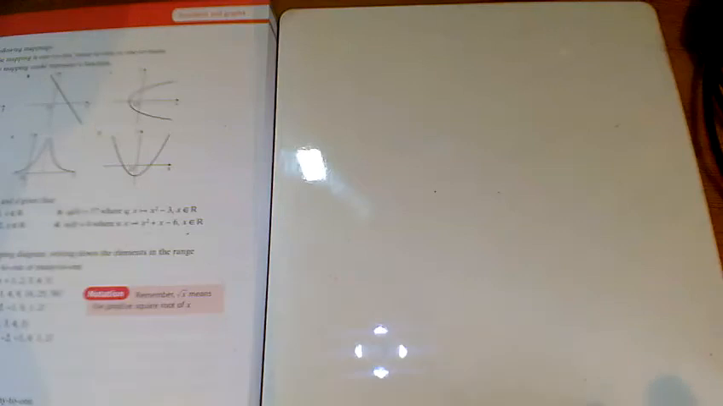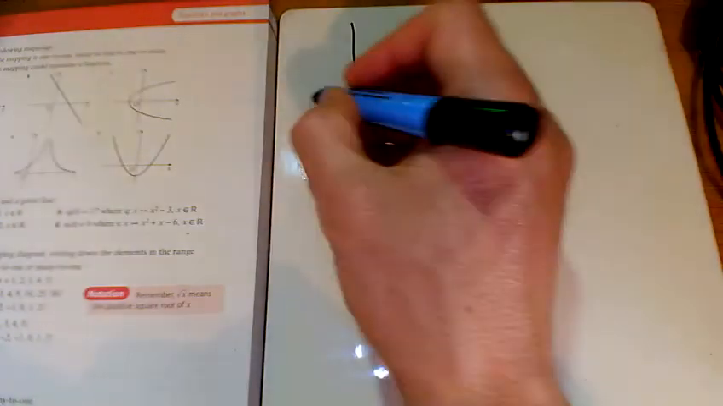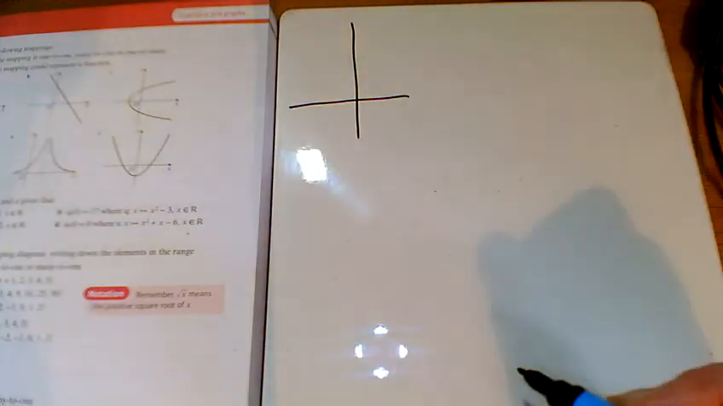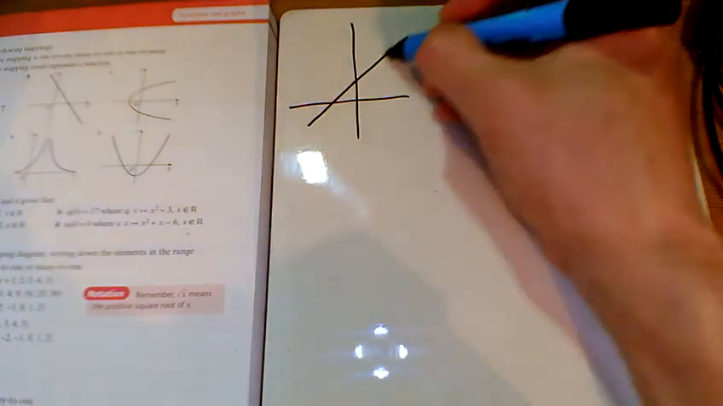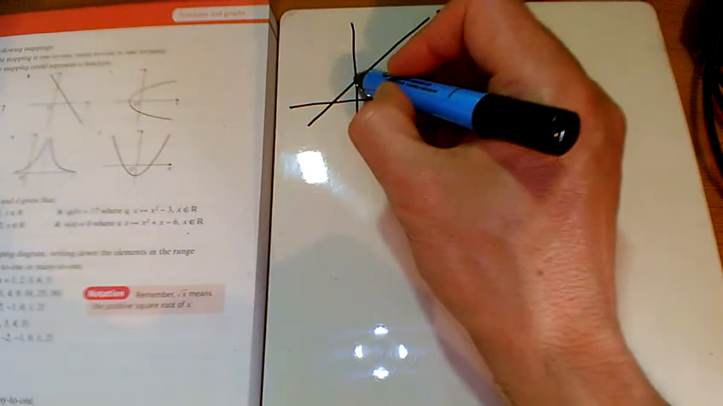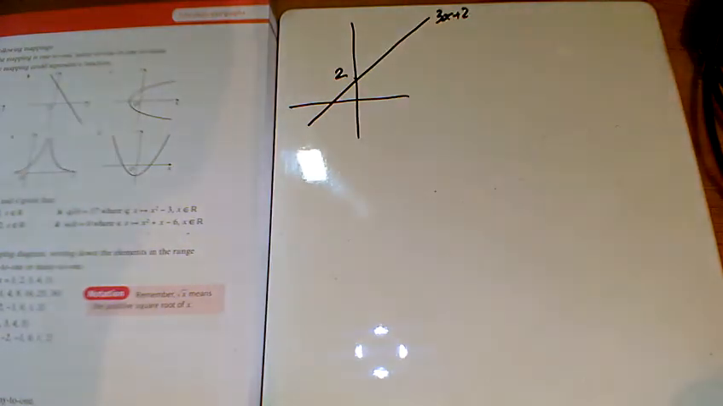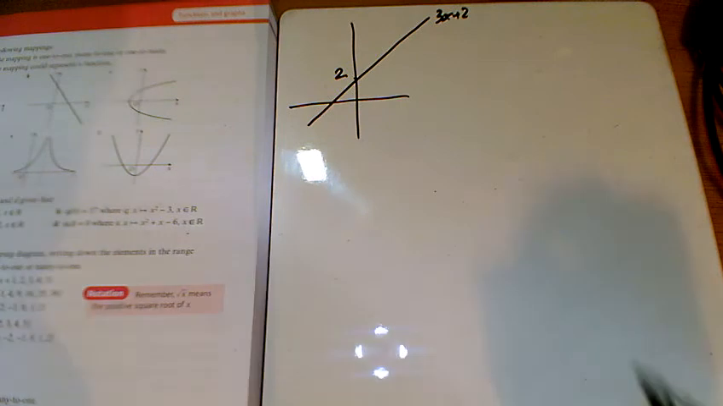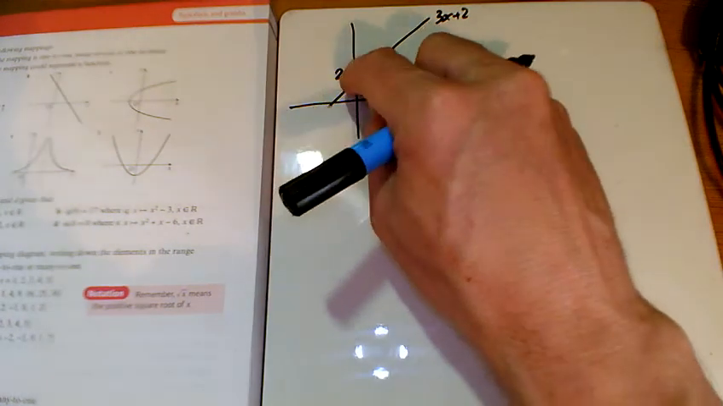Question 5, we've got to draw these graphs. So the first one we're trying to do is a 3x + 2 graph. You should know that a 3x + 2 graph is a straight line going through the value 2 here. But it's more than that, because actually we've been told that x has to be greater than or equal to 0. So we can't have this bit down here.